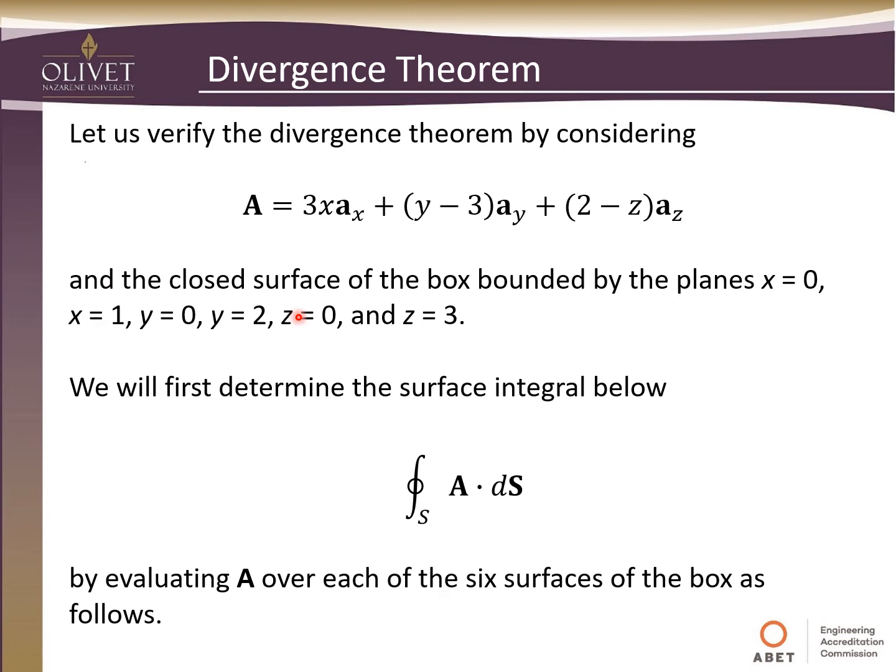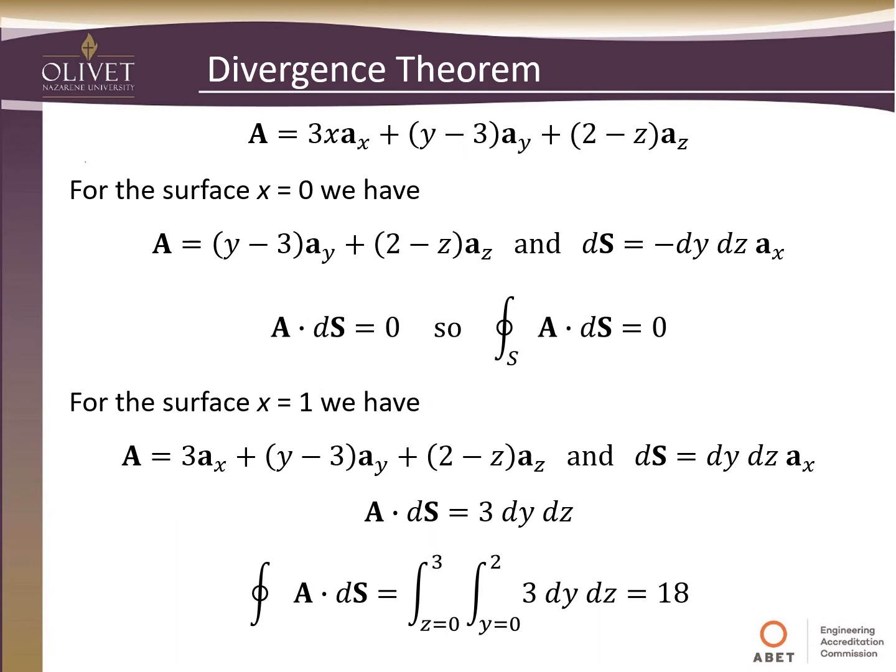And we're going to look at this for a closed surface of a box bounded by planes with x equals 0 to 1, y equals 0 to 2, and z equals 0 to 3. So this is going to form a rectangular looking box. First we want to determine the surface integral over the closed surface, our vector dotted with the surface vector, by evaluating this for the 6 surfaces of the box. To do this, we're going to take each one separately.